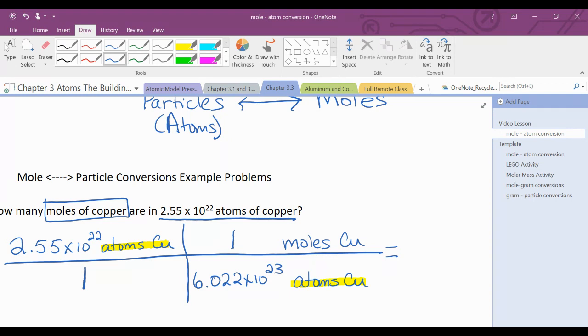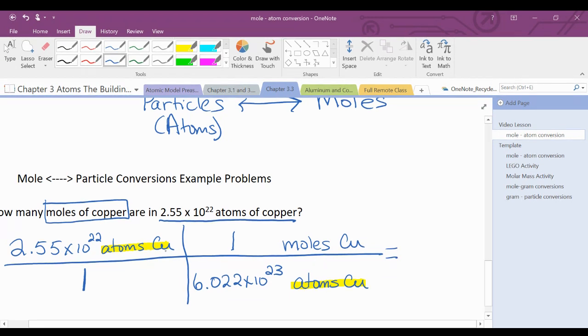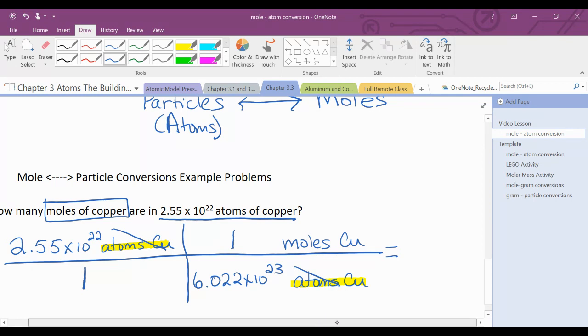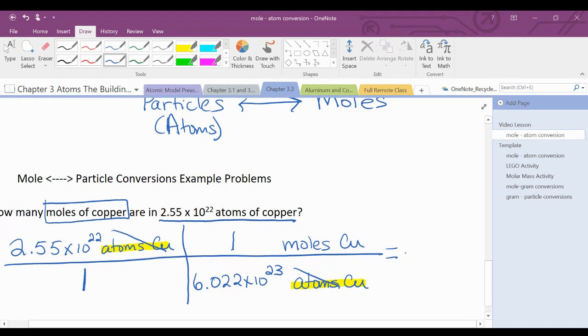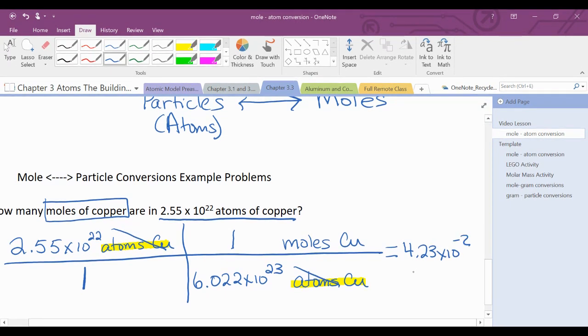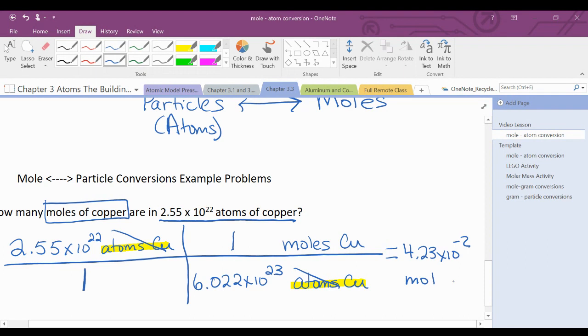So you plug this in your calculator. Diagonally, these units cancel, so we get the units we want, which are moles. Looking at my numbers, 2.55 is 3 sig figs. 6.022 is 4 sig figs. When you multiply and divide, it's the least number of sig figs from the problem. So I should have 3 sig figs. The answer is 4.23 times 10 to the -2 moles of copper.